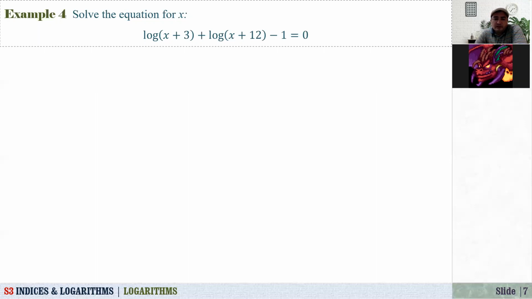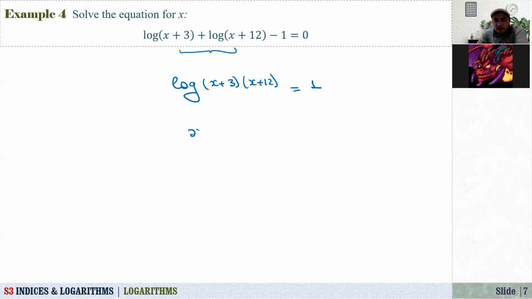Here, log, we cannot see the base. That means that the base is 10. Right? So let me just take 1 to the right-hand side and combine these two logarithms since they have the same base. So here we have the logarithm of, it is plus, so that here we have x plus 3 times x plus 12. On the right-hand side, we have 1.